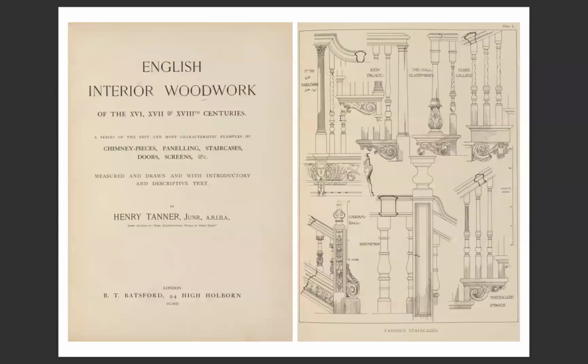This other one is more for inspiration and general design: English interior woodworks of the 16th, 17th, and 18th century. A wonderful book, very thick, full of details and profiles and everything you need. It has a good section of staircases, but also paneling, cornices, furniture, rooms, doors. It's quite interesting, and you can access all these books at archive.org, for free to download.